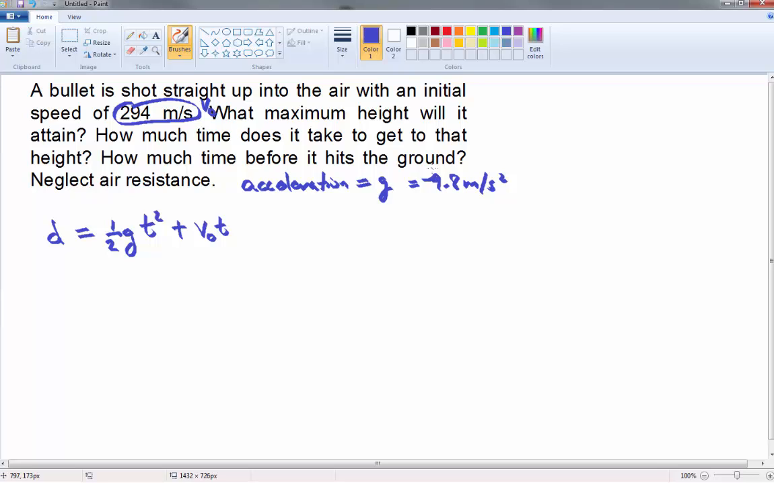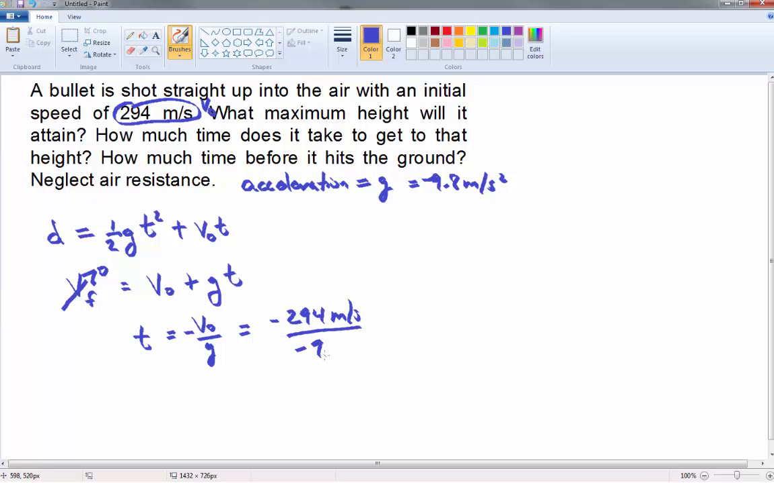The trick is that you got to know something about the time. And the time is given by basically solving for when is it that the speed, the final speed, is zero. Because the speed at any given time, the final speed, is the initial speed plus the acceleration times time. So if we take for this thing right here to be zero, then we can get the time that it takes to get to the top. And so t, rearranging this equation, is negative V naught over g. So that would be negative 294 meters per second divided by negative 9.8 meters per second squared.